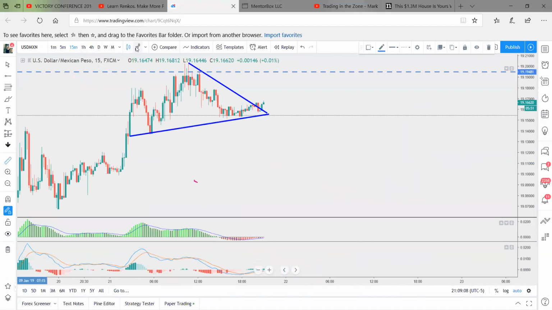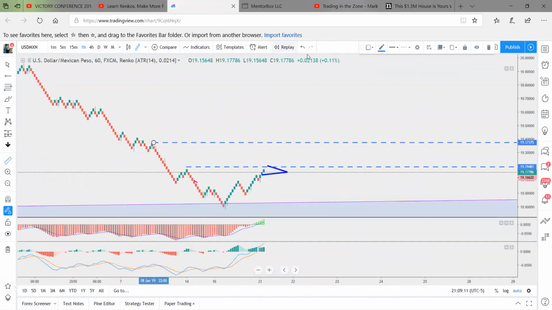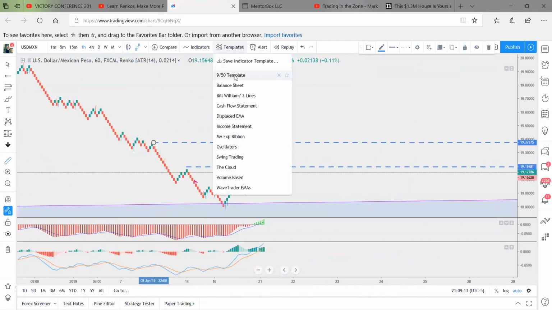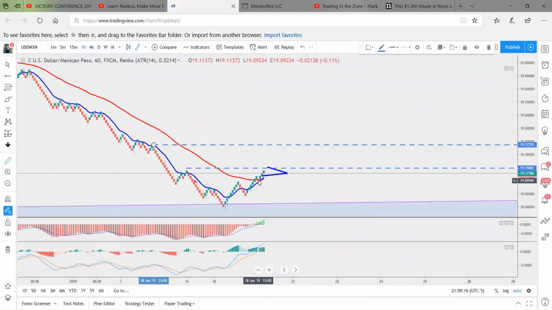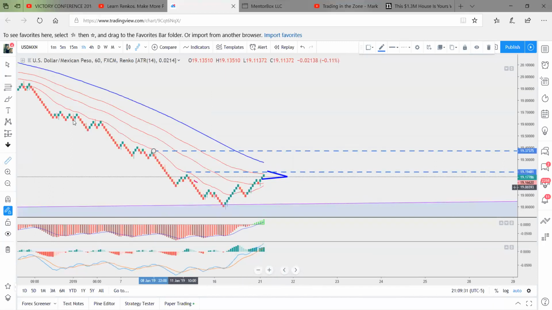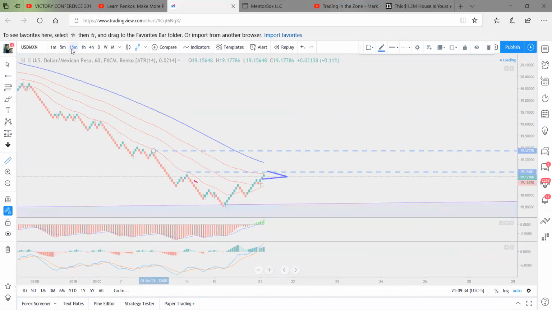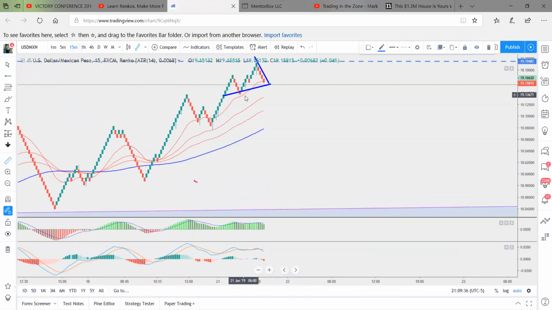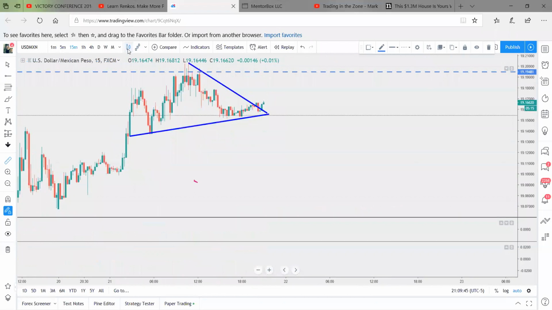Let me check my ring code. 1 hour, template, 950. Oh yeah, I got my cross. Yep, it's a good buy. All right, template. After the correction, it would be a good buy. If you trade this, don't go crazy with your lot sizes because it is an exotic.